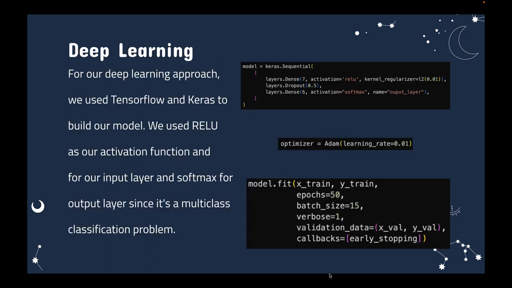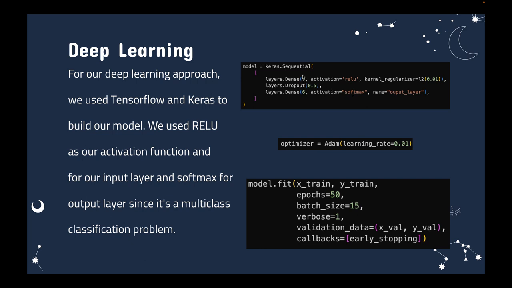We use TensorFlow and Keras to build our model. As you can see here, we use the ReLU activation function for our input layer and the softmax activation function for our output layer.